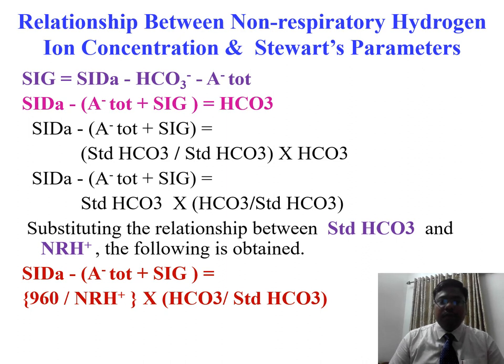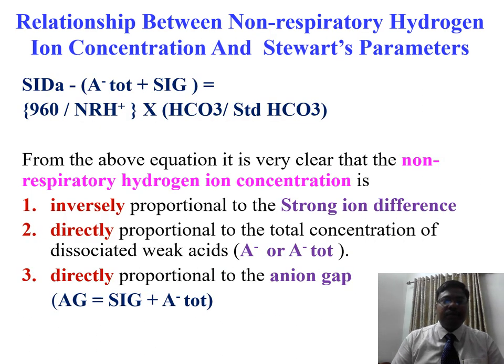So I'm getting the relation, and in the place of standard bicarbonate, I'm substituting 960 by NRH plus, which is already derived in the previous slide. And the bicarbonate by standard bicarbonate ratio we will be getting. So the final relation is apparent strong ion difference minus ATOT plus strong ion gap is equal to 960 divided by NRH plus into bicarbonate divided by standard bicarbonate. So bicarbonate divided by standard bicarbonate denotes the ratio 1.